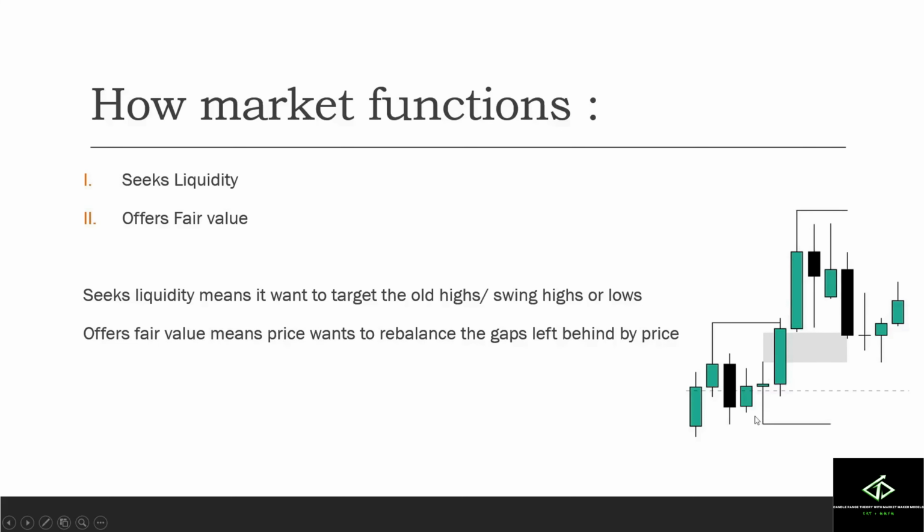If we don't have any such swing, what do we call it? We call it impulsive leg, right? Impulsive leg is a swing high and swing low with a fair value gap in between, right? So if we don't have any such swing present, what will we do?